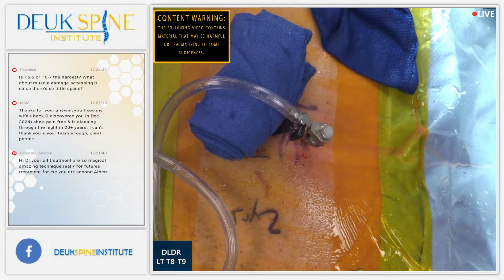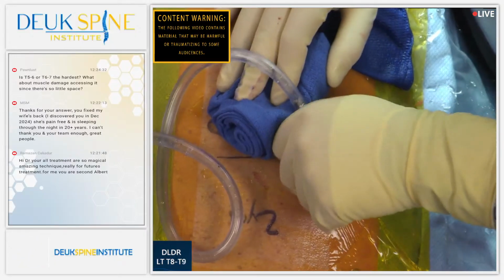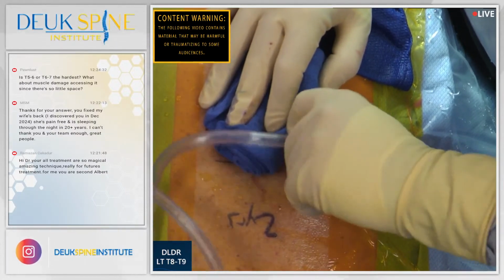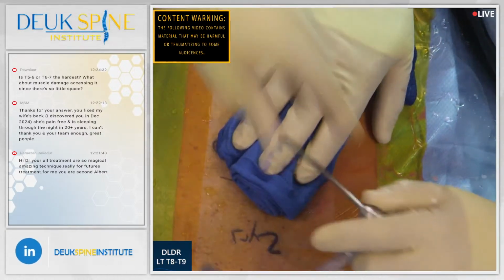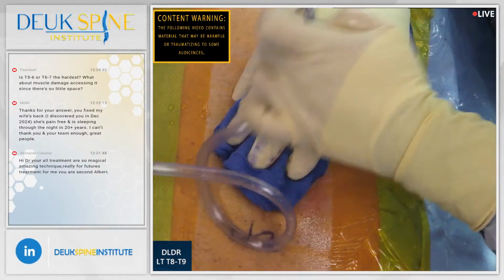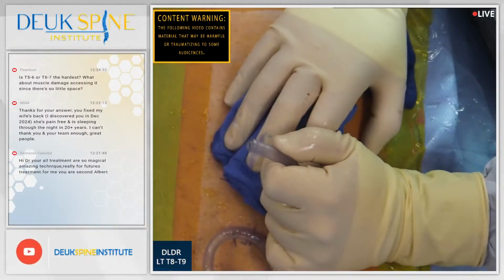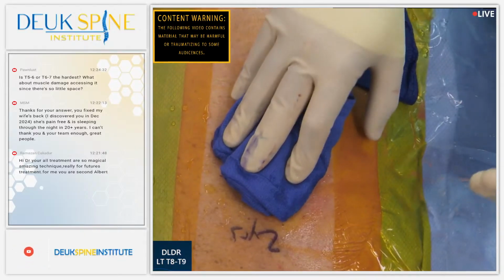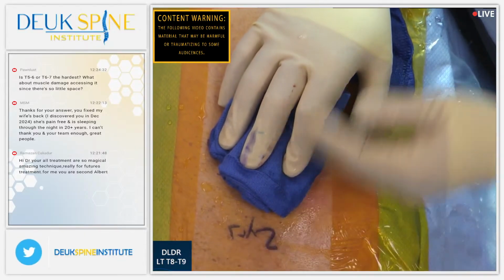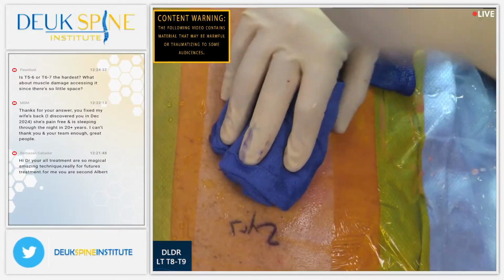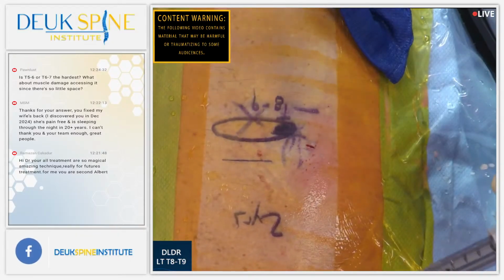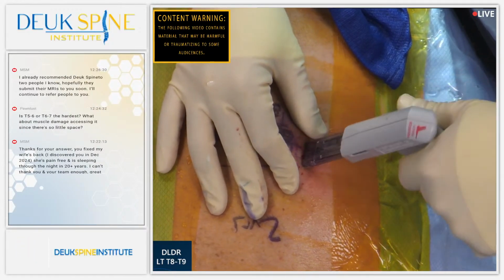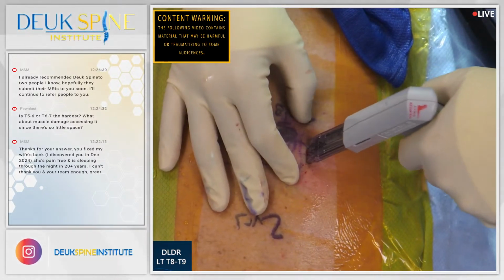Lastly, just coming from Pawn Lust on YouTube, asking, is a T5-6 or T6-7 the hardest? What about muscle damage accessing it since there's so little space? Yeah, so I don't know if there's one disc that's going to be the hardest. I would say the further up we go is going to be the hardest, like T1-2, T2-3, T3-4. I would say anywhere from T1 to T5 is going to be the hardest because the way the spine compresses up there, it gets smaller. Much more difficult to get to. Thank God there's not a lot of herniations up there.